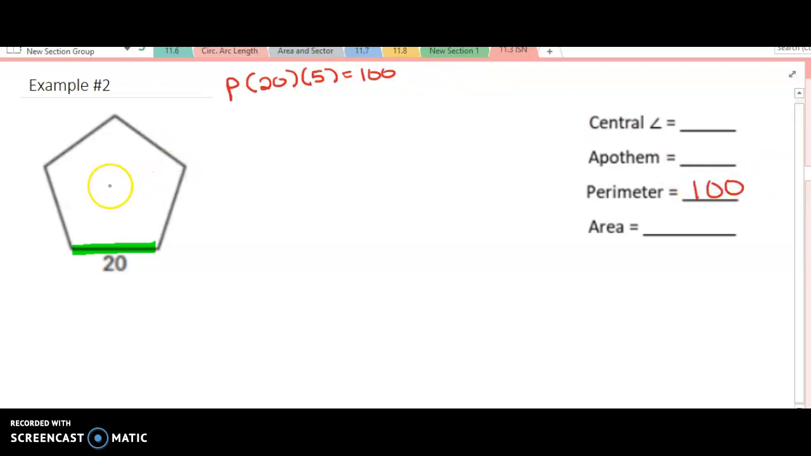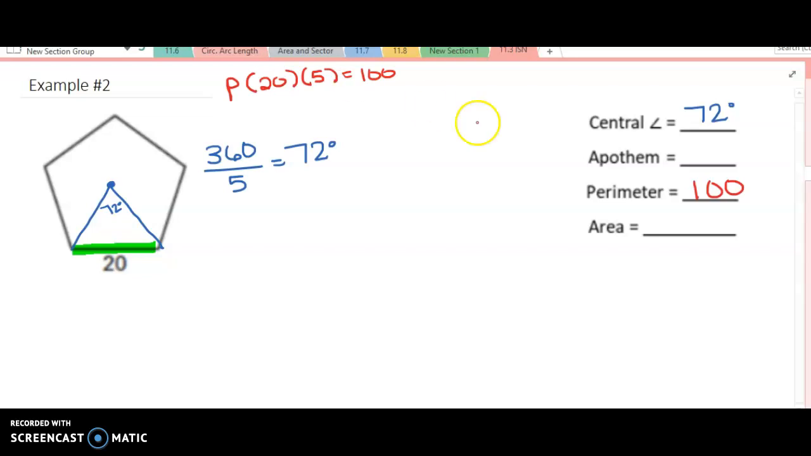So my perimeter is 100. All right, remember, in order to find the central angle, which would be this right here, we're going to take 360 divided by the number of sides, which is 5. And when you do 360 divided by 5, you get 72 degrees. So this here, 72 degrees.